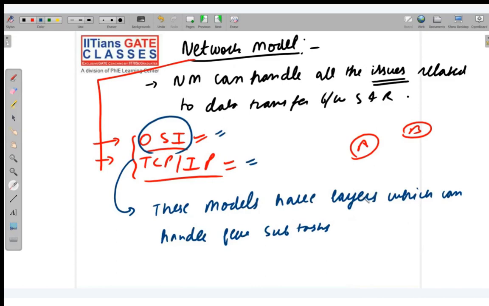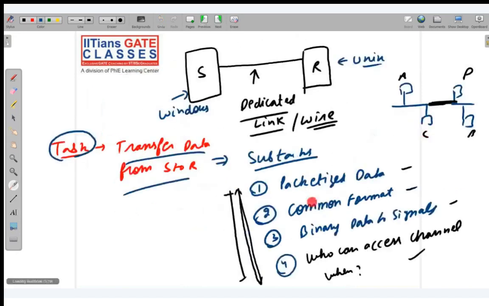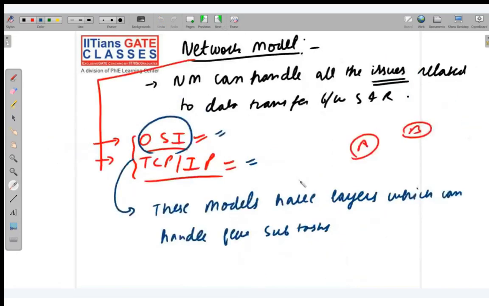For example, the physical layer will handle how the data will be converted into signals. Next, the data link layer will handle who can access the shared channel when, and so on. Each and every layer will have some functions. Are you getting it? There are lots and lots of subtasks, so the problem was how to manage all these subtasks.